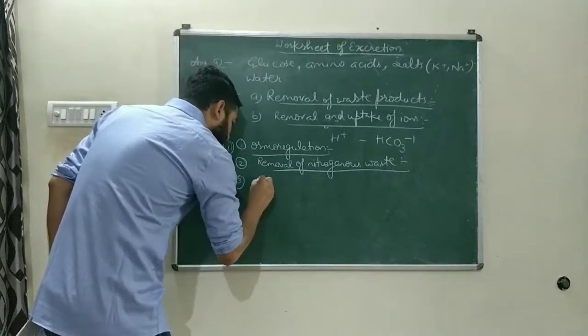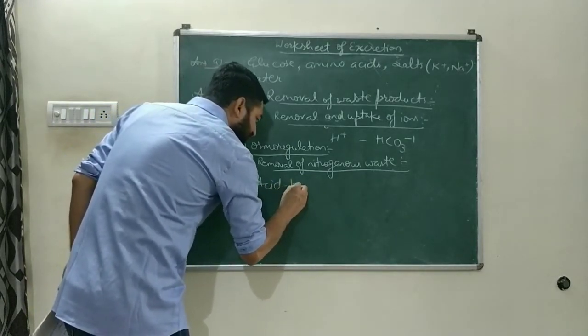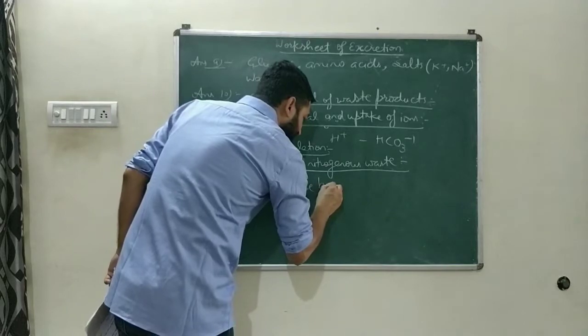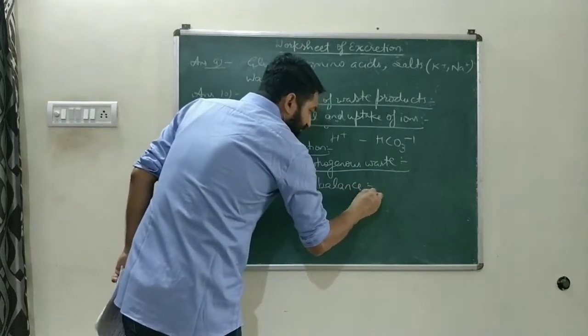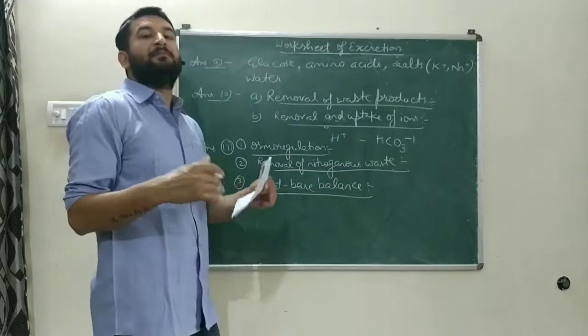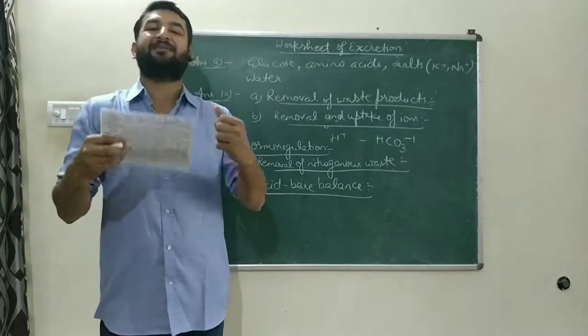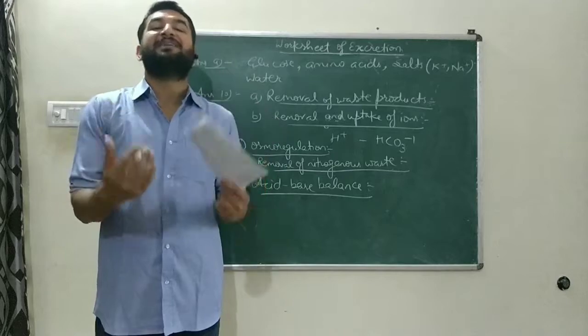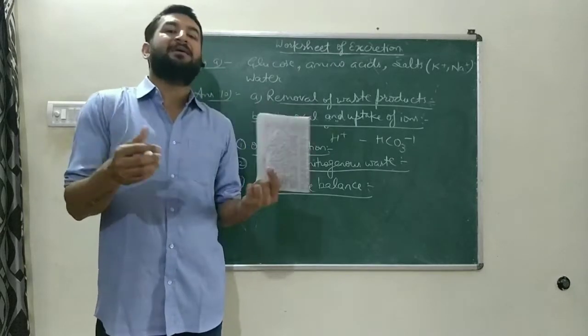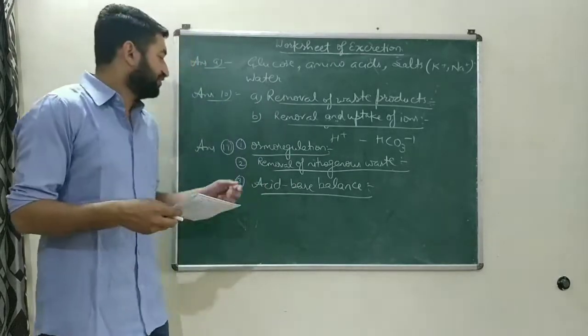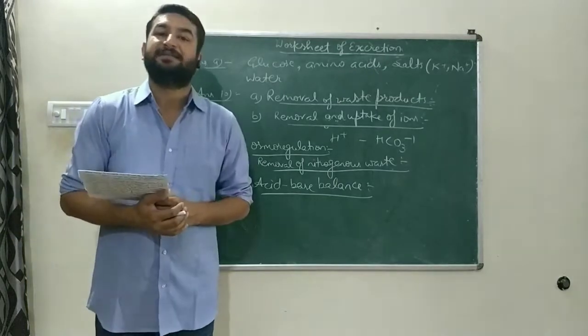Next, acid-base balance. Kidneys help in the maintenance of pH inside our body. pH means acidic and basic nature. That is maintained in our body by the kidneys. So these are the functions which are performed by the kidneys.